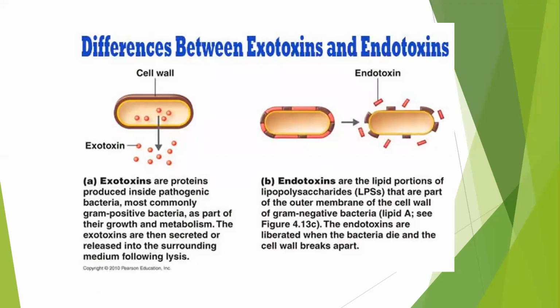The differences between an exotoxin and an endotoxin. Exotoxins are proteins produced inside pathogenic bacteria, most commonly gram-positive bacteria, as a part of their growth and metabolism. The exotoxins are then secreted or released into the surrounding medium following lysis of the bacteria. Whereas endotoxins are the lipid portions of the lipopolysaccharide layer, which forms an integral part of the outer membrane of the cell wall of gram-negative bacteria. This lipid A serves as an endotoxin. The endotoxins are liberated when the bacteria die and the cell wall breaks apart.